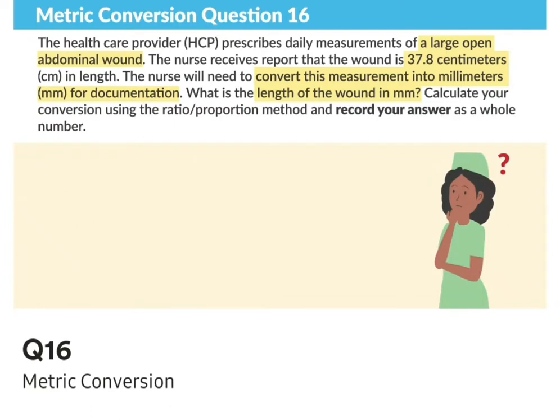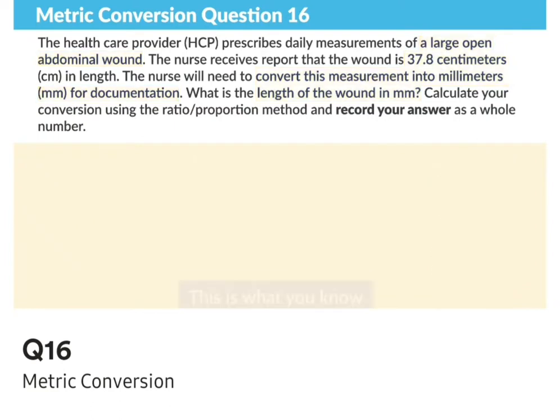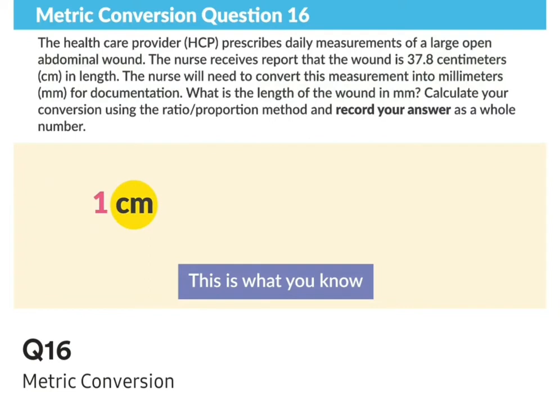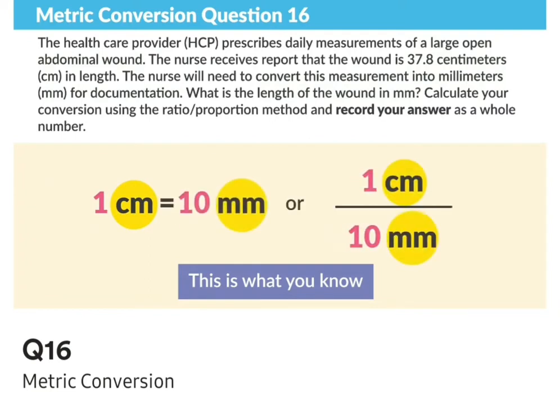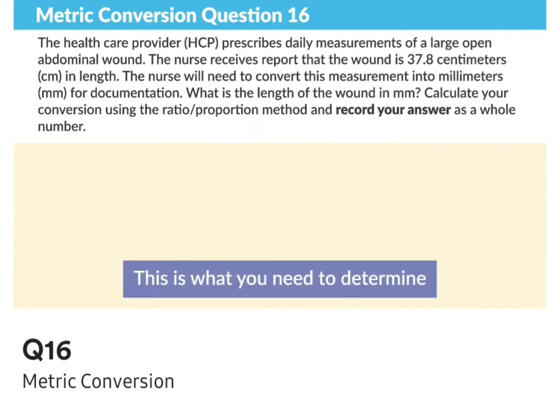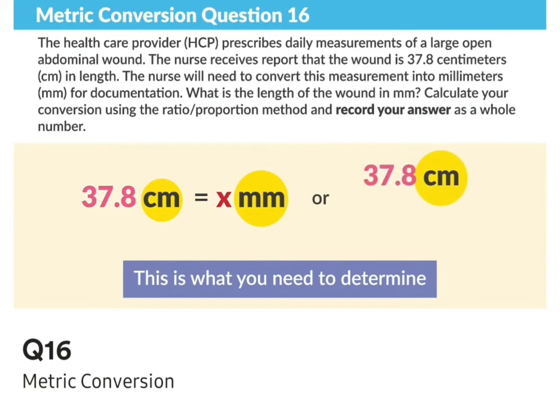So start with the basics. What do you know here? Well, we know that 1 centimeter equals 10 millimeters. So put 1 centimeter on top and 10 millimeters on the bottom. Next, determine what you're calculating for. So we're calculating for millimeters, right? So 37.8 centimeters equals X millimeters. 37.8 on top and X on the bottom.